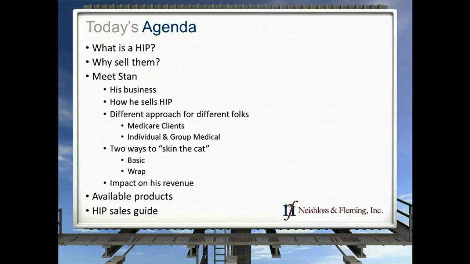And then lastly, but most importantly, what was the impact on Stan's revenue? How did it change his financial model in terms of the income he was generating just from that one small product line? We'll talk a little bit about available products and then finish up with information on the HIP sales guide, which will be provided to you here in the next couple of days.